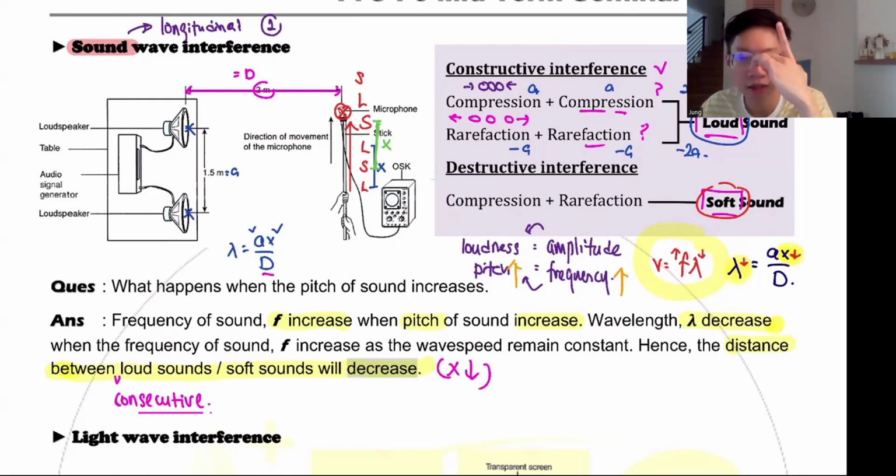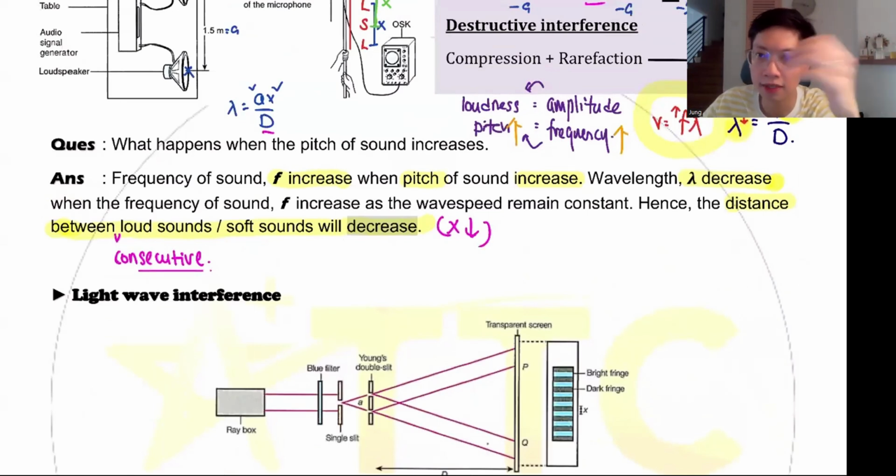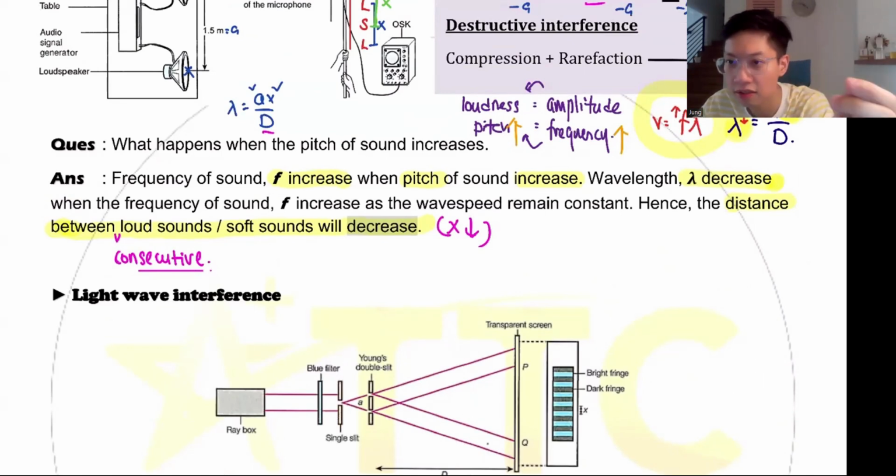Now, as for light wave, what about other people like Jack? Okay. Which school are you guys from?